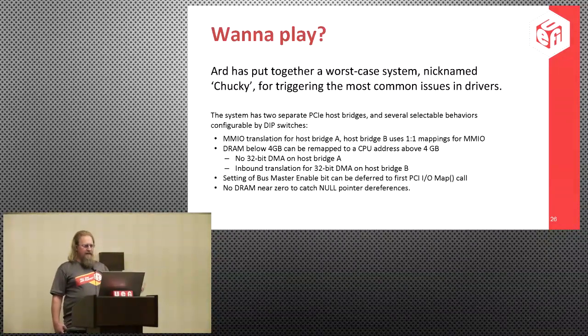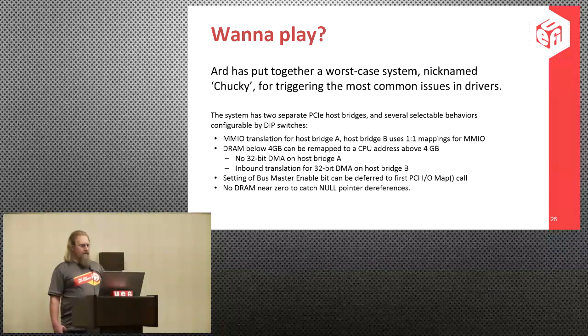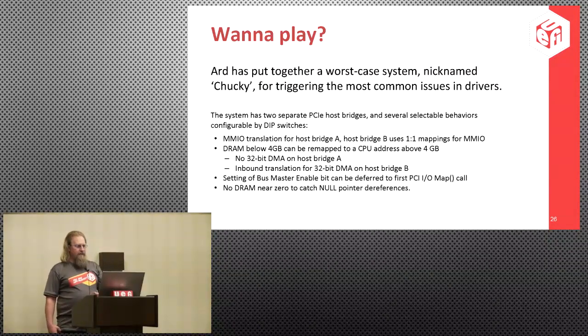It can mess about with the MMIO translation between the host bridges. It can make sure that there is no DRAM below 4 gigabytes, which means you get no 32-bit DMA. You get inbound translations for the 32-bit DMA on host bridge B.